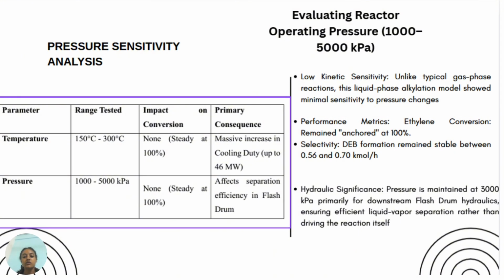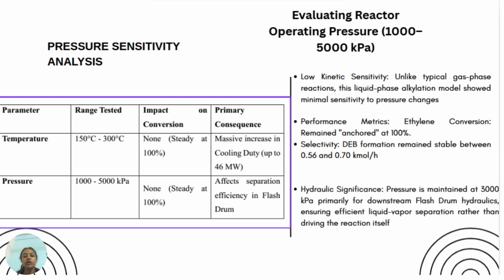So just as we saw with temperature, ethylene conversion remained anchored at 100% regardless of the pressure setting. Our primary product yield and byproduct formation both remained exceptionally stable. For instance, our ethylbenzene yield only moved between 469.6 and 469.9 kilomole per hour, while our diethylbenzene formation stayed consistently low.